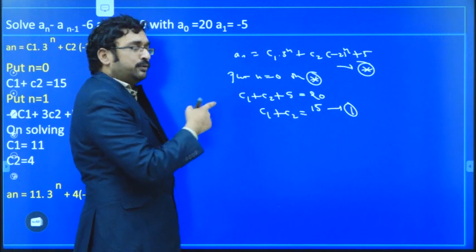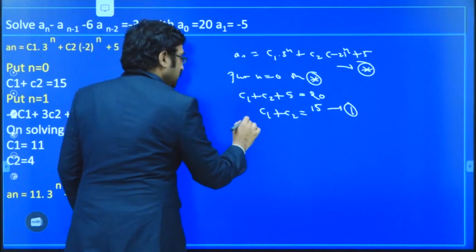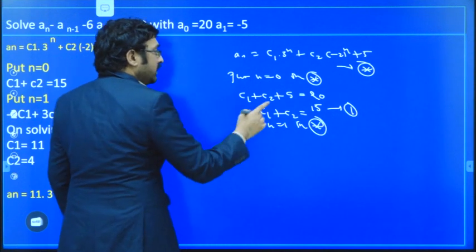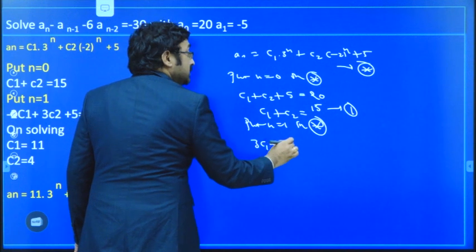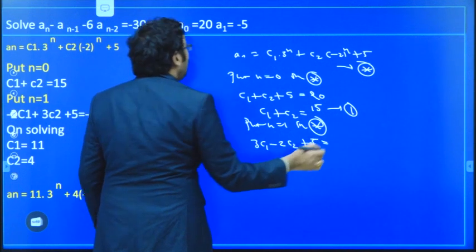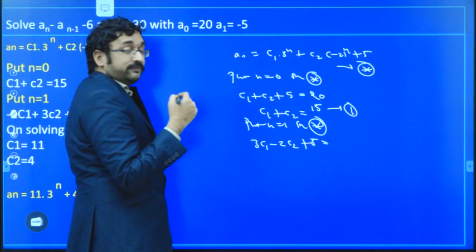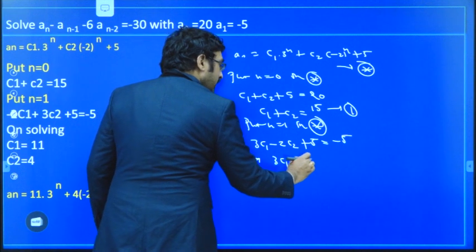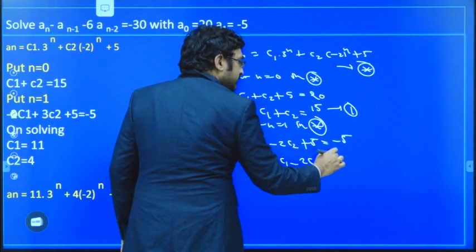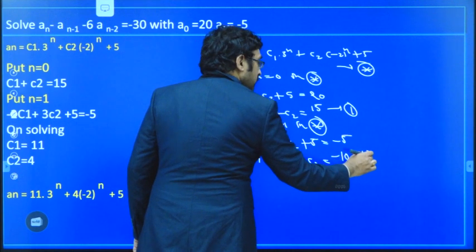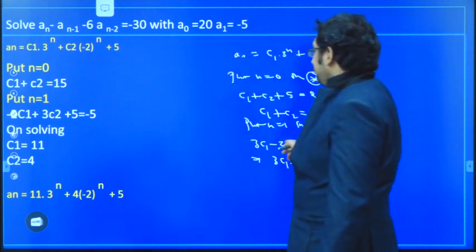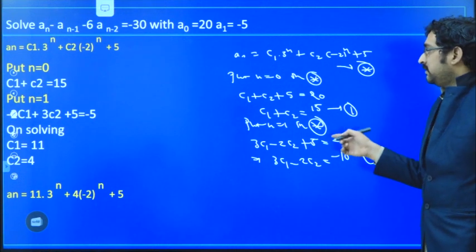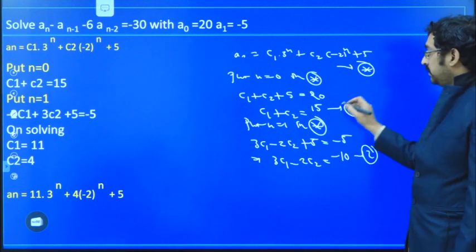Next initial condition is for n equal to 1. So put n equal to 1 in star. Then we will get 3c1 minus 2c2 plus 5 equal to a1. What is a1? Minus 5. That implies 3c1 minus 2c2 equal minus 5 minus 10. Assume it as equation 2. So c1 plus c2 equal to 15, and 3c1 minus 2c2 equal minus 10. For example, multiply the first equation with 2.